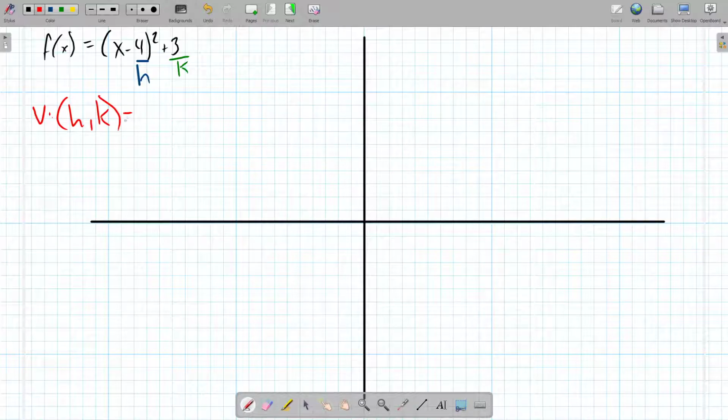So our vertex is going to be at negative 4, 3. So we can plot that: negative 4, 1, 2, 3, 4, and up 3. Right here.